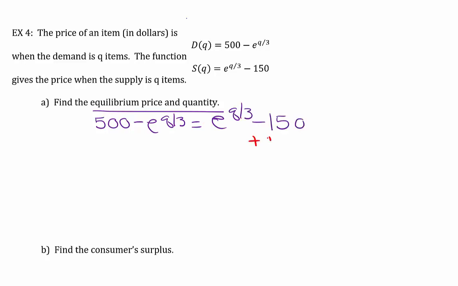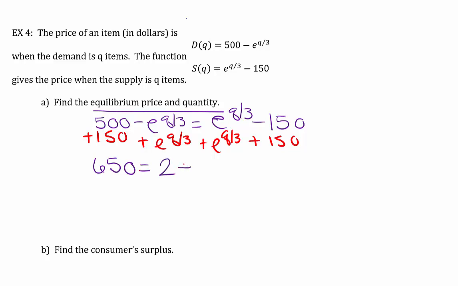I want everything with Q on one side, everything without Q on the other side. So I'm going to add 150 to both sides, and then I'm going to add that e to the Q over 3 to both sides as well. That gives me 650 equals 2 e to the Q divided by 3. I divide both sides by 2, and I get 325 equals e to the Q divided by 3.